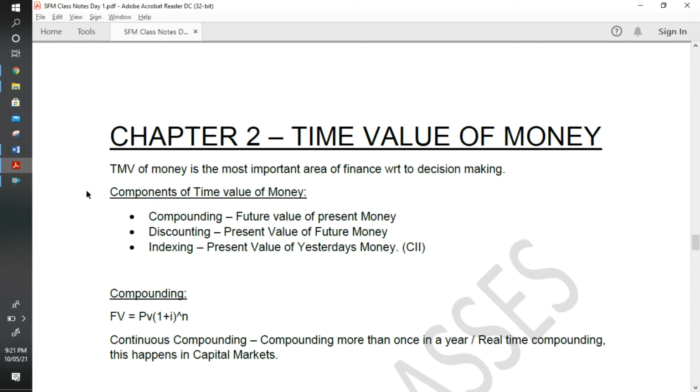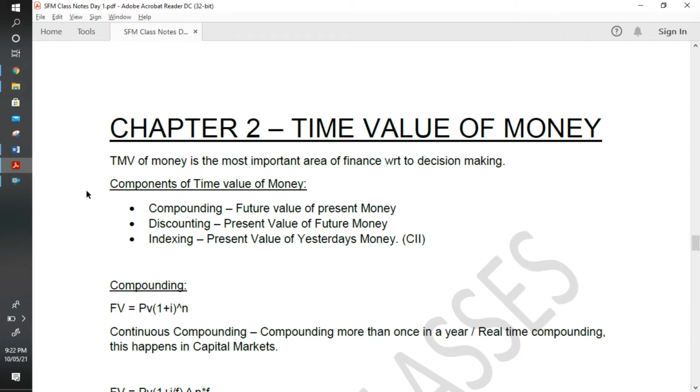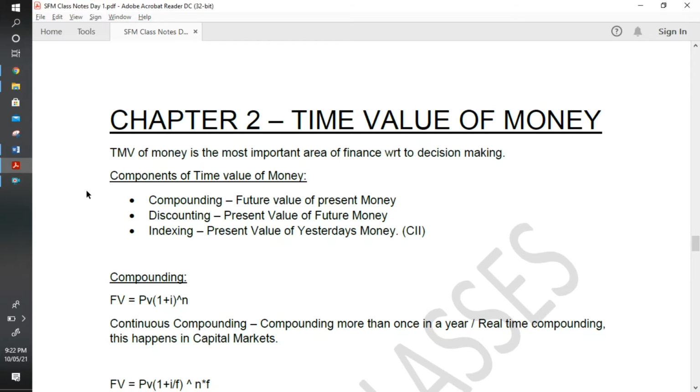So broadly, time value of money covers three areas. I would say three components. One is compounding, second one is discounting, and third one is annuity. So we'll go into detail one by one. Let's start with compounding. What is compounding?